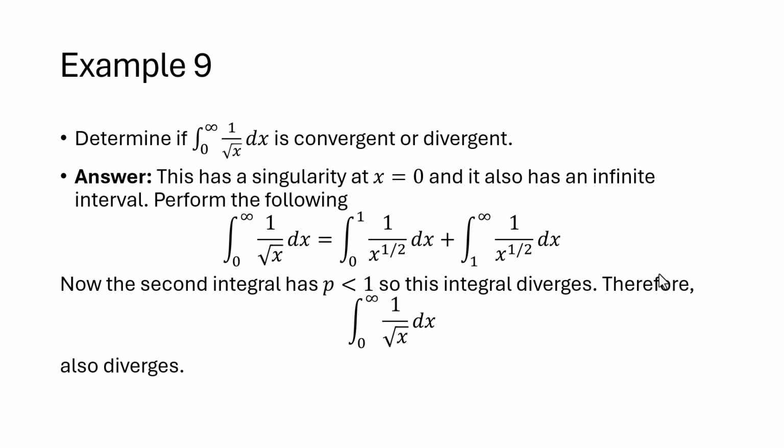Now, the second integral has p less than 1, because the square root has a 1/2 power. So this integral diverges, and if any part of the integral diverges when I split it up, the entire integral is going to diverge. So the integral from 0 to infinity of 1 over the square root of x dx will also diverge.